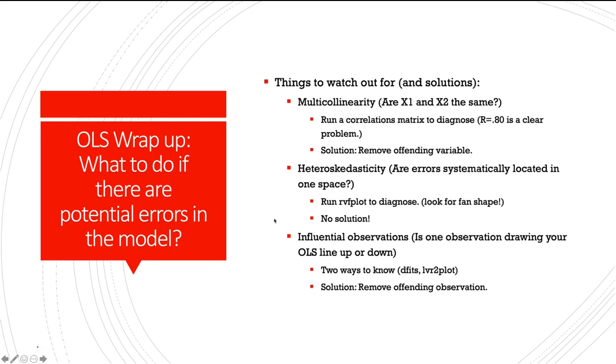All right, so the solution there is to remove the offending observation if at all possible. Now, often what winds up happening is it's possible that you remove one observation and another one winds up becoming influential. So you have to really think about whether or not it makes sense to remove that observation, or maybe think more about your sample.